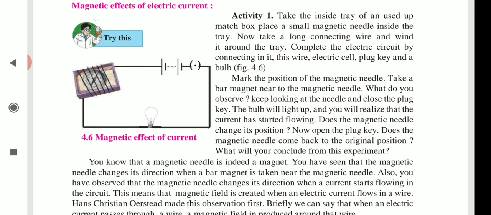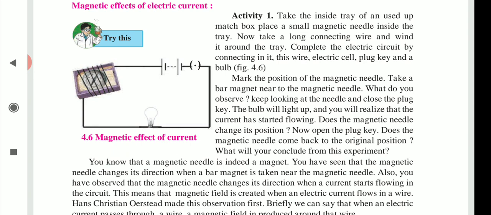Now see in figure 4.6, the magnetic effect of current. One tray is taken and inside it one small magnetic needle is kept, okay, and after that one long connecting wire is taken and wound around the tray.